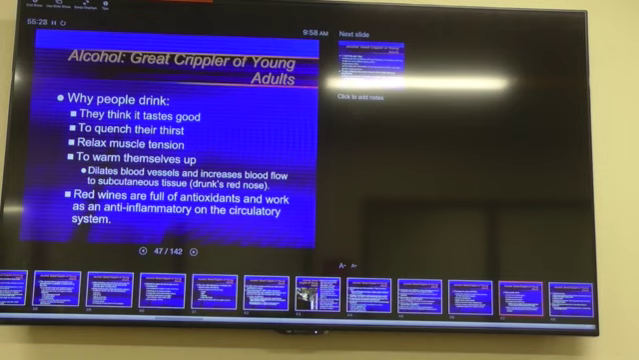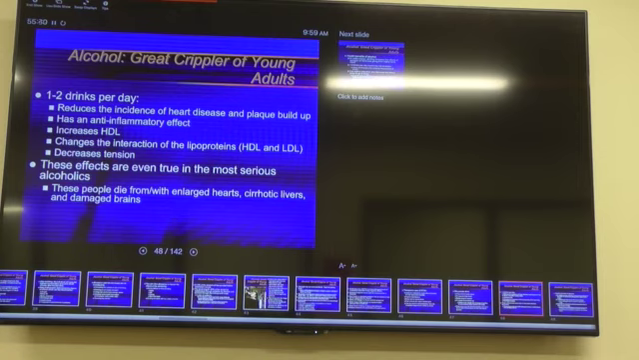Red wines are full of antioxidants and work as an anti-inflammatory on the circulatory system. So red wines are good for you. If you drink in moderation, you're okay, and it's actually good for you. One to two drinks per day reduces the incidence of heart disease and plaque buildup, so it's good for you. It has an anti-inflammatory effect.